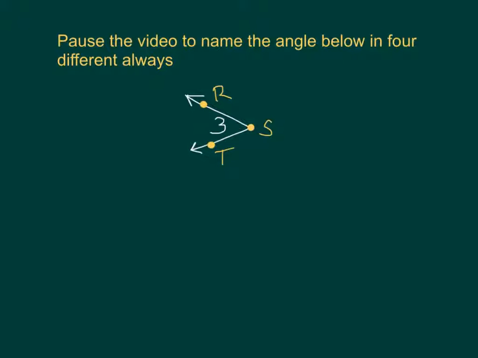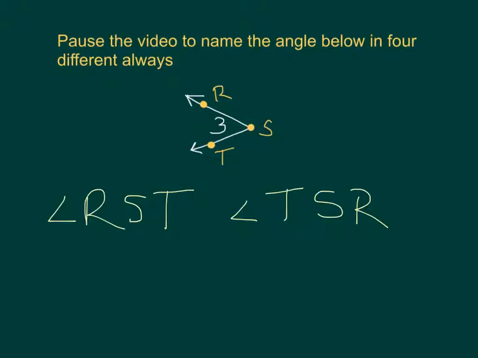The first way we're going to do it is by placing the vertex in the middle and the other points around it. So it would be RST and TSR. We're going to call it just angle S, which is the vertex, and angle 3, which is the number.